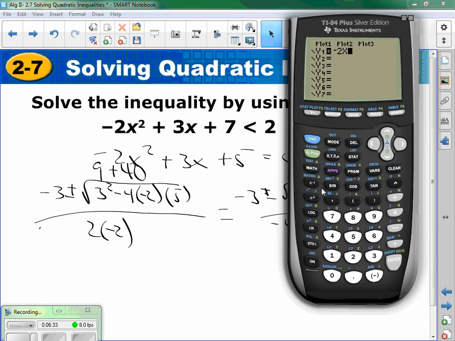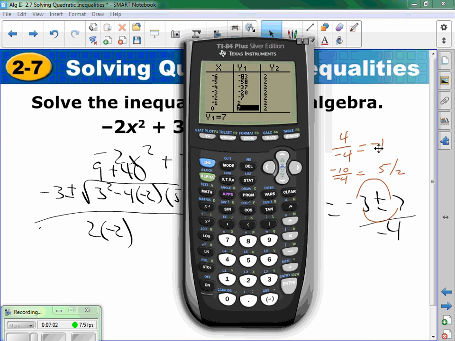-2x squared plus 3x plus 7 is less than 2. If I look in the table, I want to find out where it's less than 2. And here you would think it's an and statement in between the -1 and the 5/2. So -1 and the 5/2 happens in here.